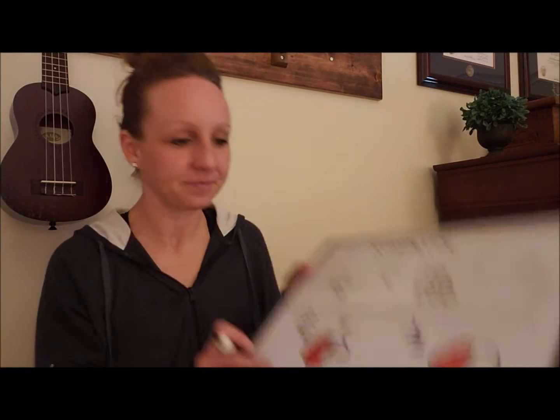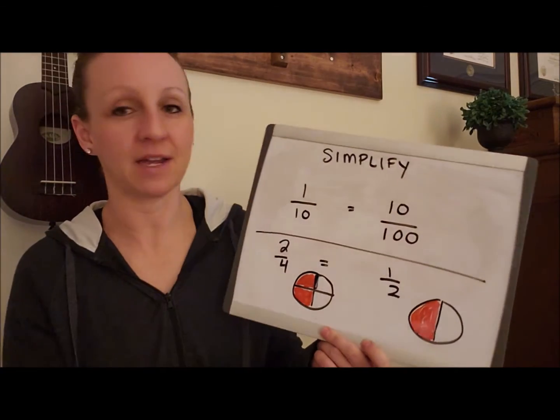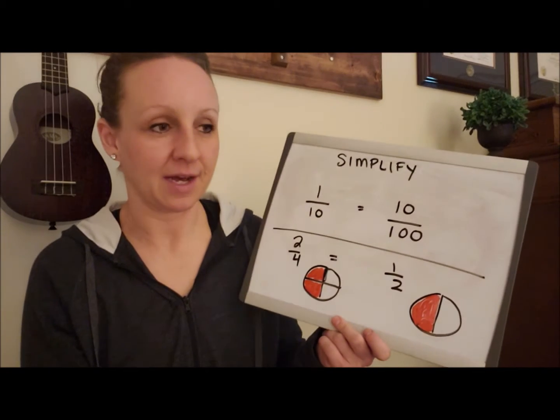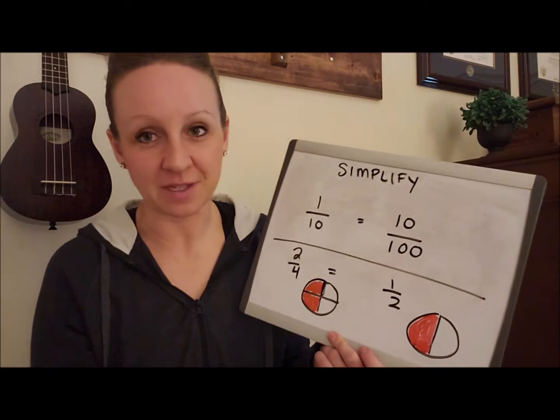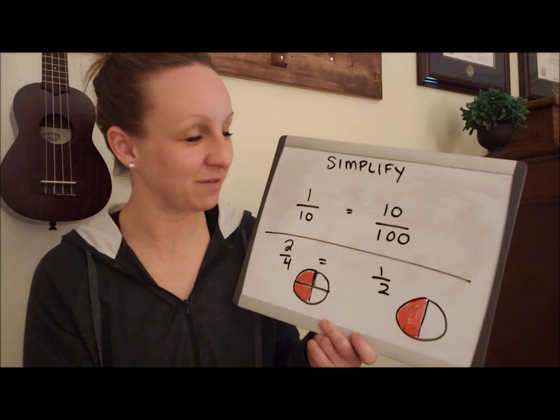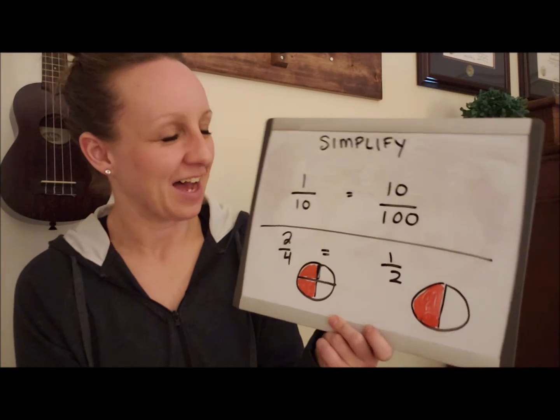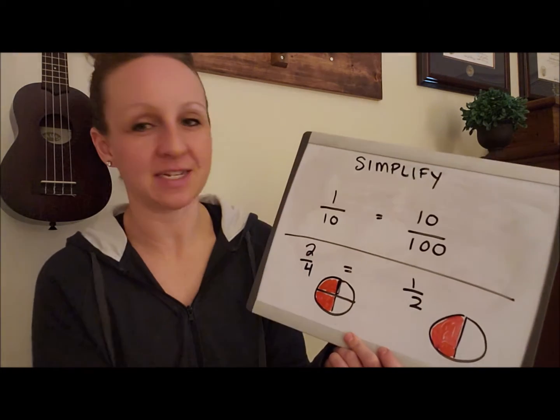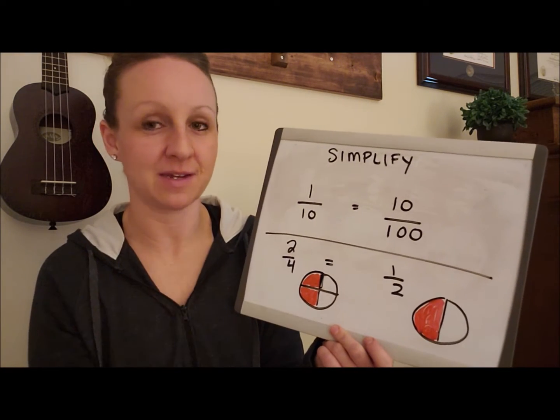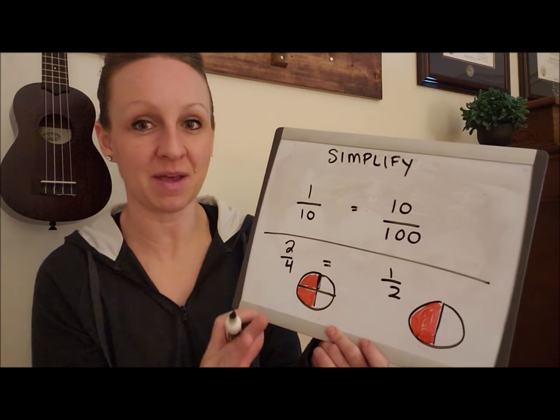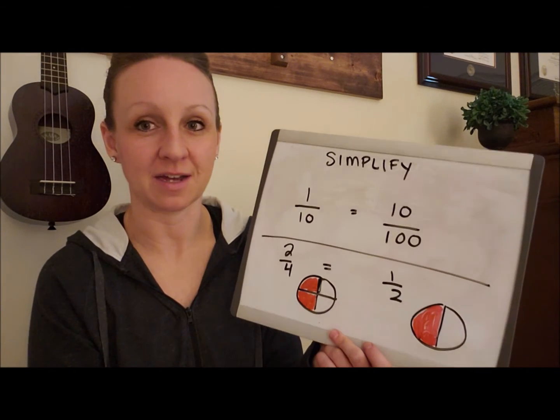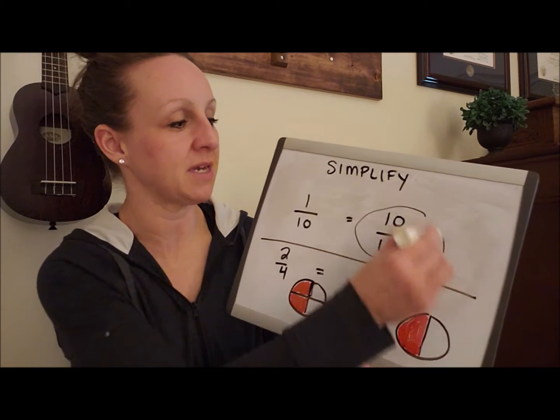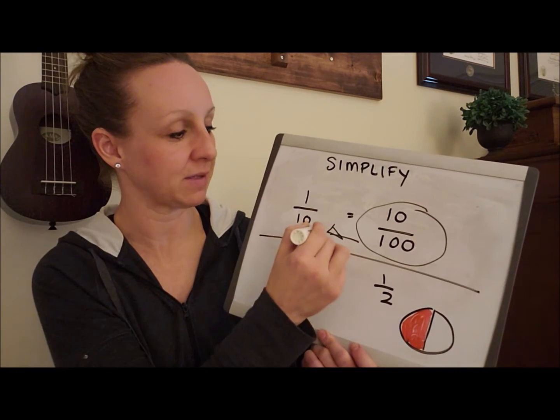So let's look at this. 1 out of 10 is the same value, it's worth the same as 10 out of 100. I'm not going to draw 100 little lines, but I challenge you to. I think you'll have a lot of fun doing that. If I had a pizza and I cut my pizza into 10 pieces and I ate one piece, I'm going to eat the exact same amount as if I cut my pizza into 100 pieces and I ate 10 of those pieces. Simplifying is when we have a big number and we make it small.